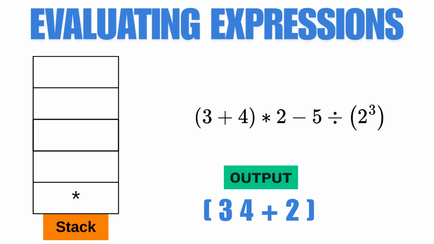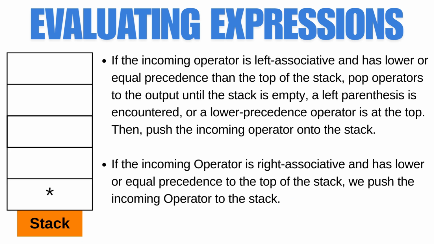The next item is the minus operator. If the incoming operator is left associative, like plus, minus, multiply, and divide, and has lower or equal precedence to the element on the top of the stack, pop operators from the stack to the output until either the stack is empty, a left parenthesis is encountered, or an operator with the lower precedence is at the top of the stack. Then, push the incoming operator to the stack. If the incoming operator is right associative, like the exponentiation operator, and has lower or equal precedence to the element on the top of the stack, we push the incoming operator to the stack.